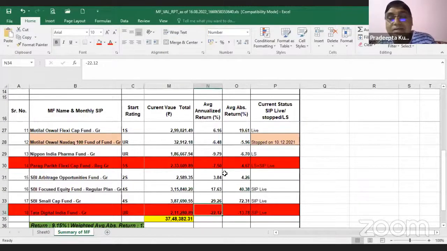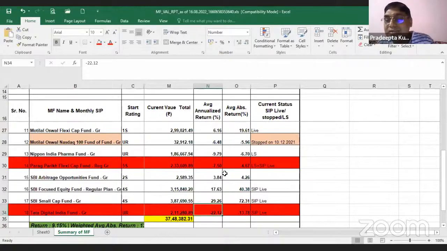So you will get more return if this comes in a positive sense. So please don't stop this. But when I saw this is unrated, there is no star rating, it is not rated also. Exactly. And I thought, let me stop it.